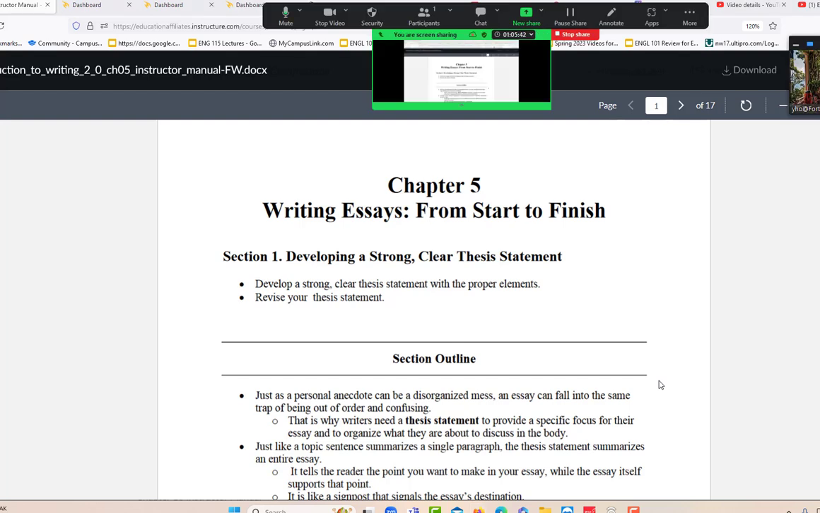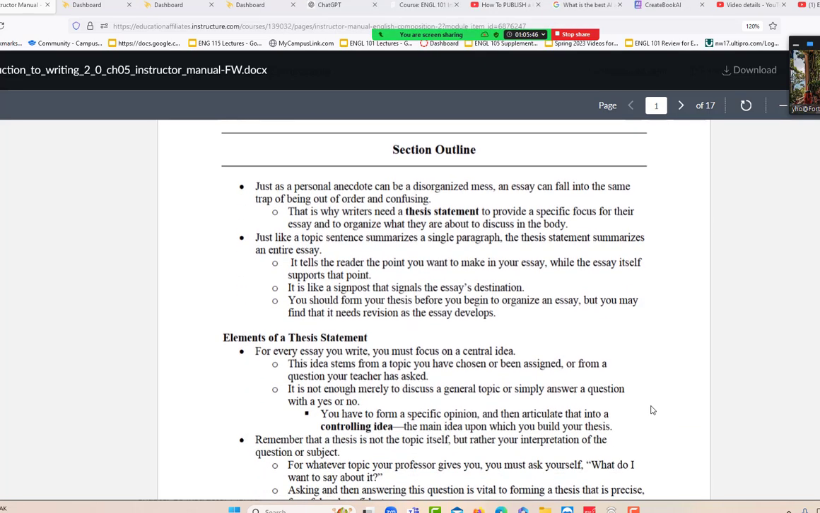Writing essays from start to finish. Just as a personal anecdote can be a disorganized mess, an essay can fall into the same trap of being out of order and confusing. This is why writers need a thesis statement to provide a specific focus for their essay and to organize what they are about to discuss in the body. And just like a topic sentence summarizes a single paragraph, the thesis statement summarizes an entire essay.